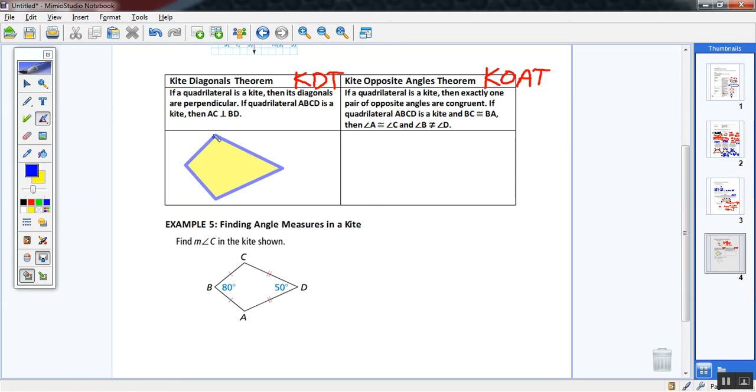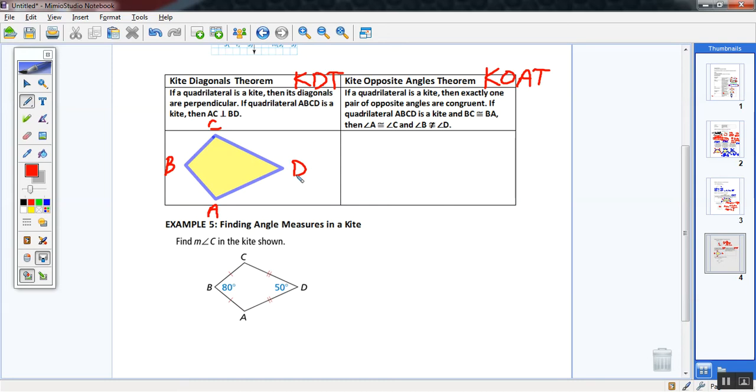Pretty good, right? All right, let's label my kite ABCD. I'm going to label it the same way they did down here: A, B, C, D. If this is a kite, kids, which distances are going to be the same? Give me a pair of sides that are equal.